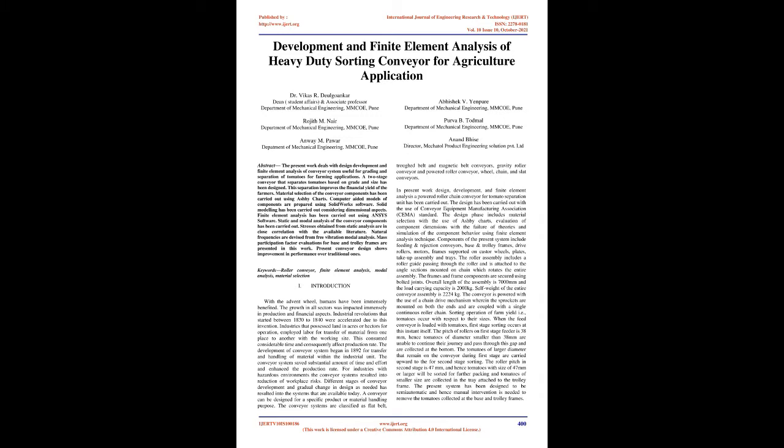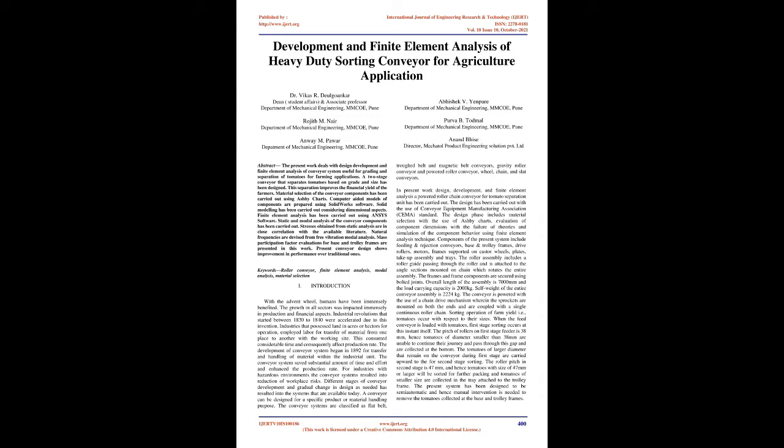A two-stage conveyor that separates tomatoes based on grade and size has been designed. This separation improves the financial yield of the farmers. Material selection of the conveyor components has been carried out using Ashby Charts. Computer-aided models of components are prepared using SolidWorks software. Solid modeling has been carried out considering dimensional aspects.